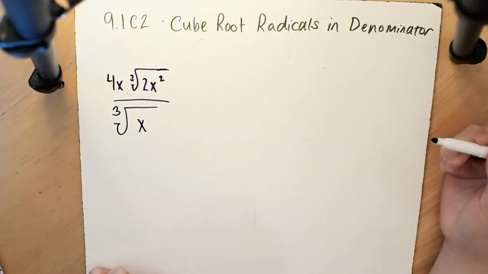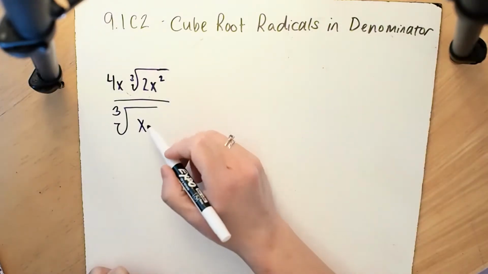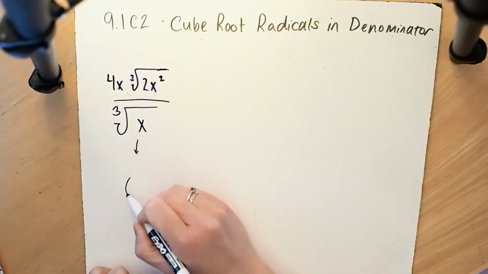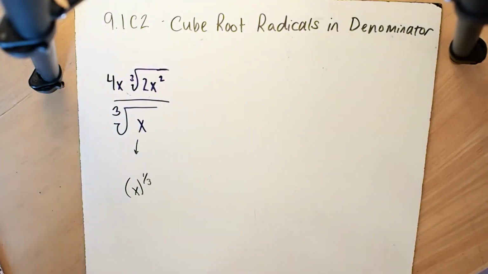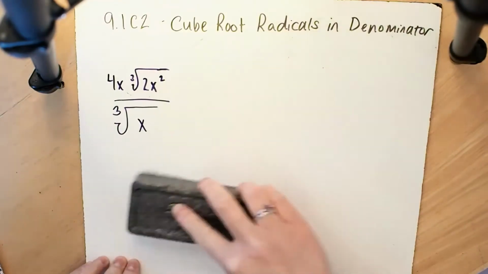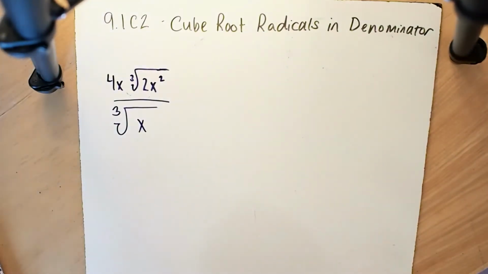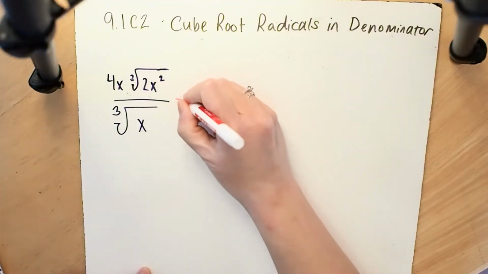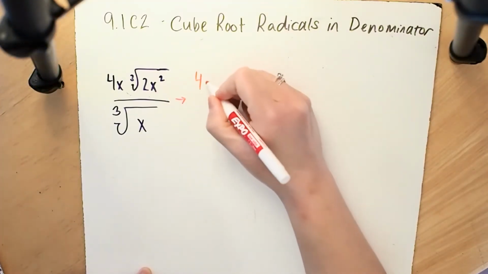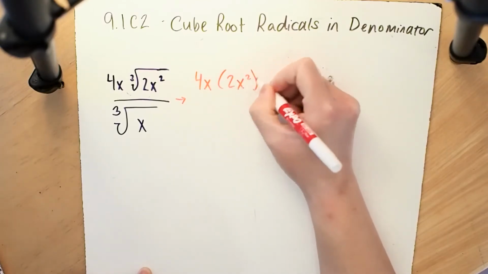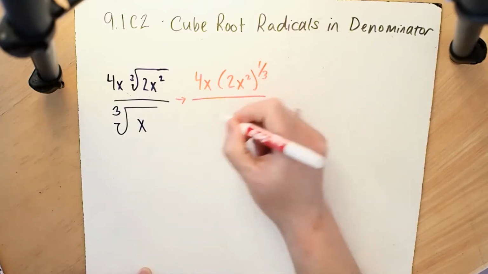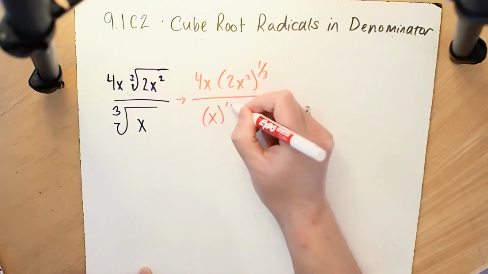This is where it's going to become really important to remember that this is actually x to the 1/3 power. If you actually want to write it like that, I suggest that you do. It might actually be helpful. I'm going to do that for this lesson, and then you can leave it as a radical in the future if you would like to. So right here I'm going to go ahead and rewrite this as 4x to the 2x squared all to the 1/3 and x to the 1/3.